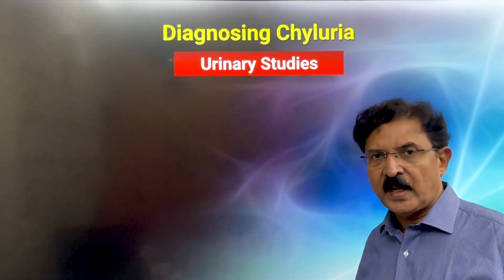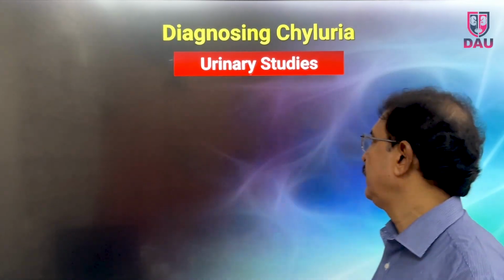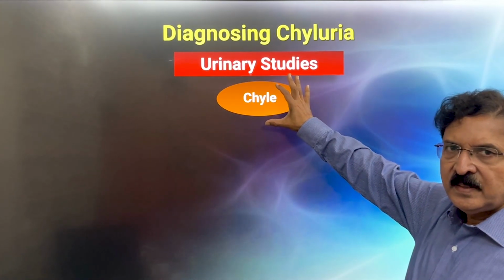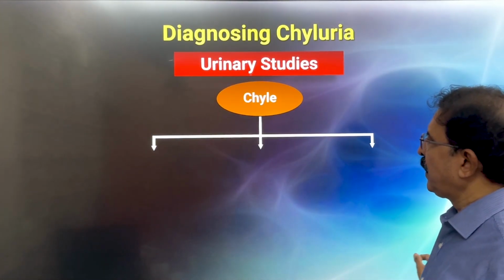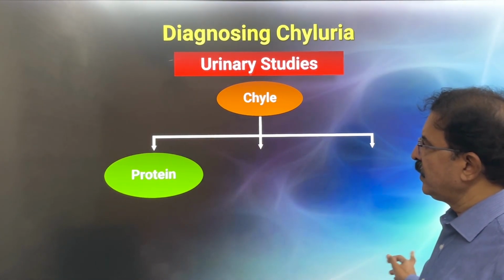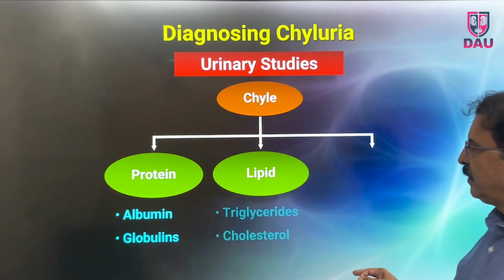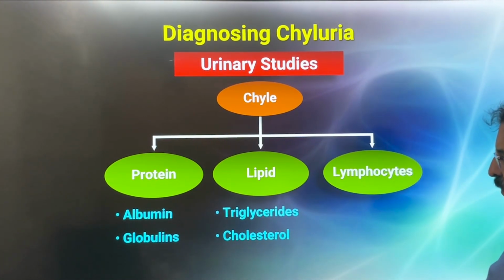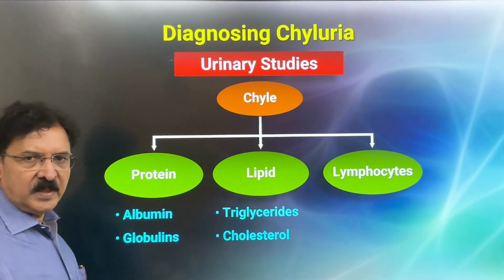So if you have to diagnose chyluria, the sheet anchor of diagnosis making is a study on the urine, right? Urinary studies. And you have to know that the patient is passing chyle. So you can test for the chyle, first of all. Then the patient is passing proteins, albumin and globulins. The patient is passing lipids, triglycerides and cholesterol. And the patient is passing lymphocytes. So you can measure each and every part of this in the urine of the patient.